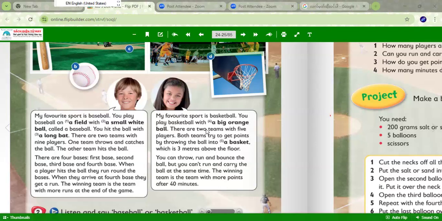So the winning team is the team with more points after 40 minutes. So they mention the time of the basketball game. They play for 40 minutes, and the team with more points will be the winner. All right, so this is about basketball. It's clear. So this one is very easy to read. I will give you 2 minutes again. So let's start your turn. Start reading for basketball.